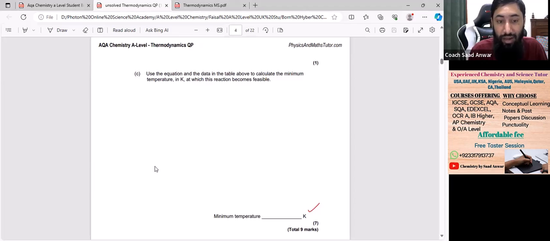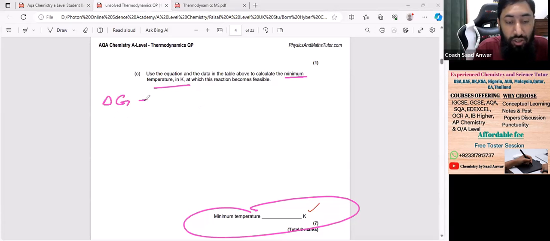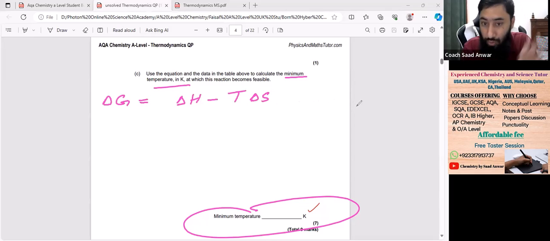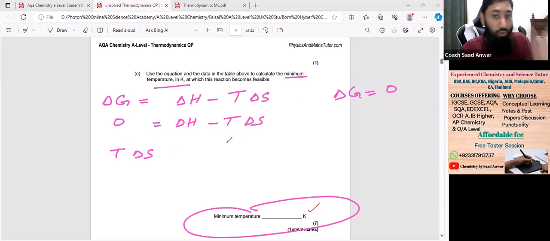They are asking in part C to find the minimum temperature in Kelvin. Use the equation and the data in the table above to calculate the minimum temperature. Remember, the equation is delta G equals delta H minus T delta S. And when we have to find temperature, we put delta G equals 0. So delta G is 0, delta H minus T delta S. And when I bring minus T delta S to the other side of the equality, it would be plus T delta S.